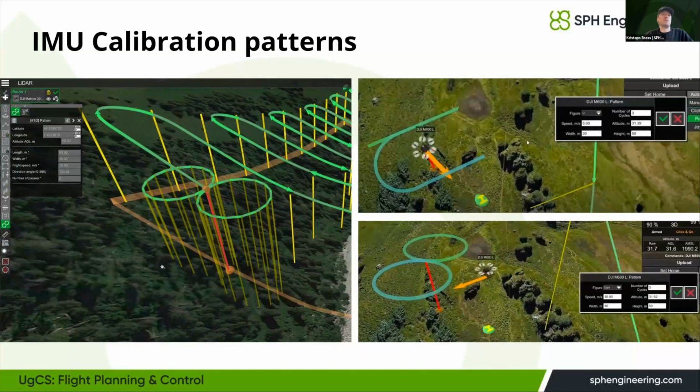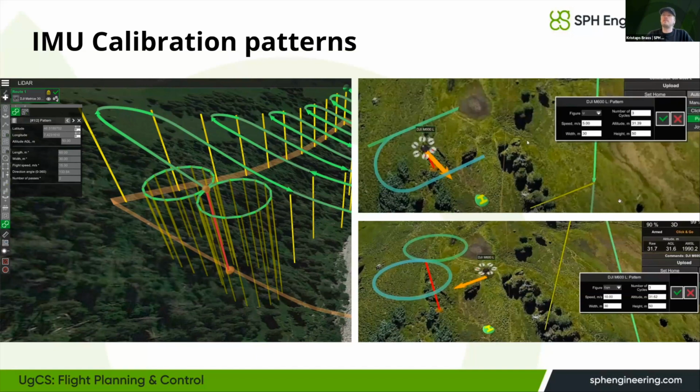So then moving further to the IMU calibration patterns. I put them on the screen. Let's start off with what's here on the left side. This is what you already saw in the previous slide. This is the figure 8 LiDAR calibration pattern. In this one, you can, of course, change at what altitude it is. Typically, the altitude is the same as the route's flying altitude. You can also adjust the length and the width of it, along with what the flight speed should be. And also, you can change the direction angle and the number of passes, so how many passes it should do through this figure 8. In this case, you can see it's two passes.